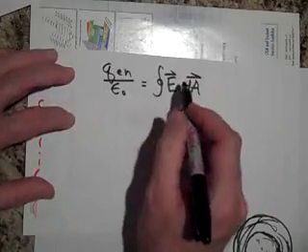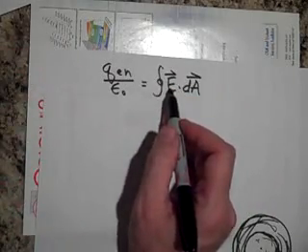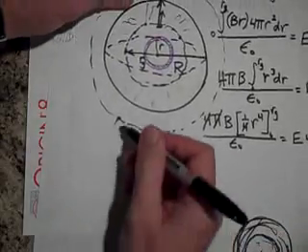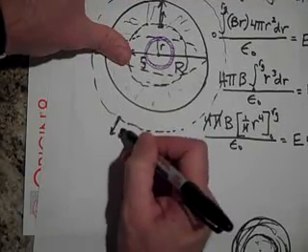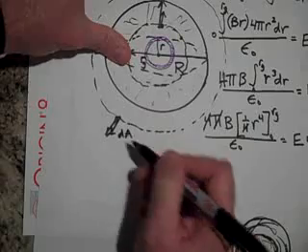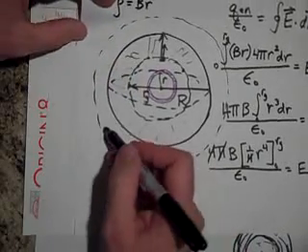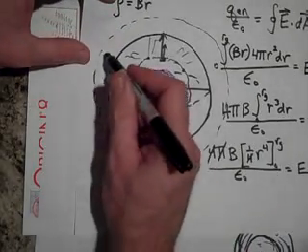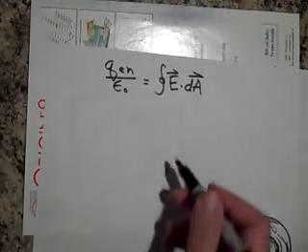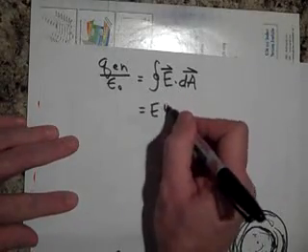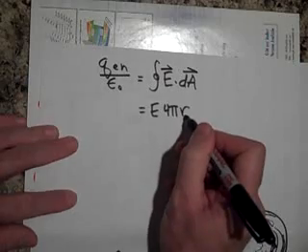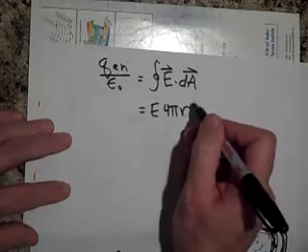Well, in the dot product, E and dA are going to be in the same direction on here. The dA will be this way, and so will E. And E will be the same at all points on this Gaussian surface. So this is going to turn right into E times 4 pi r squared, where r is the radius of the Gaussian surface.